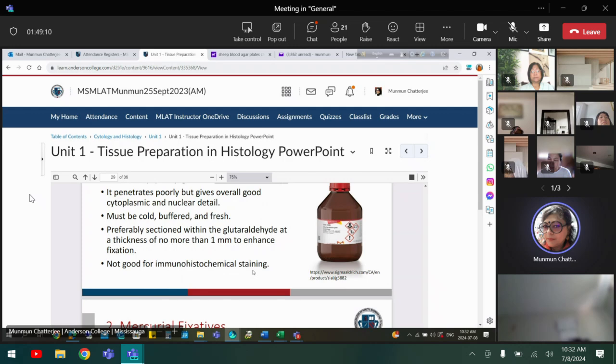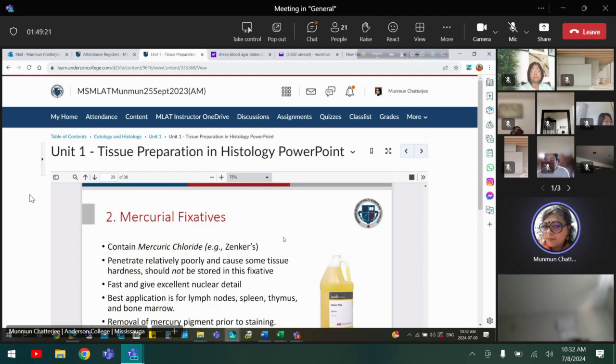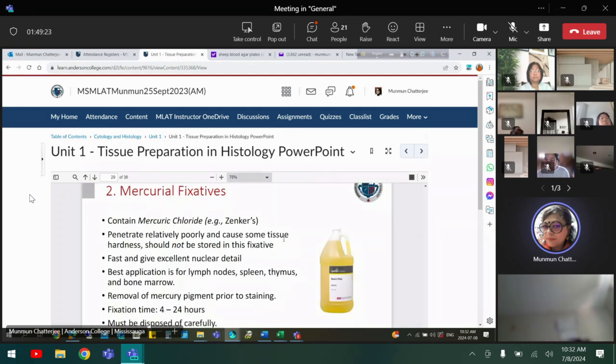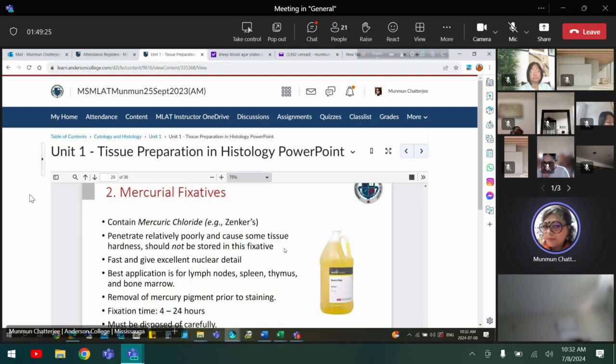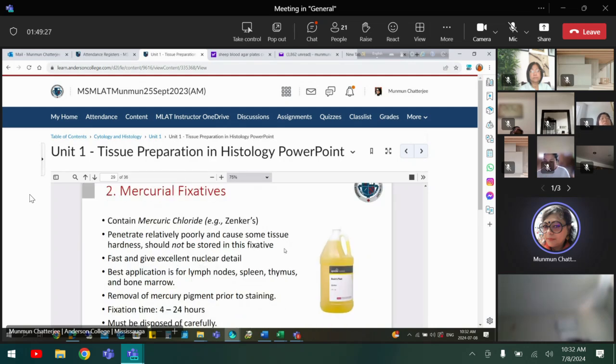If you have to look at the general overall structure and composition of the tissue, you use formaldehyde. If you need some immunostaining, formaldehyde is not bad for immunostaining. So those are the two aldehyde fixatives: one is formaldehyde and the other is glutaraldehyde.